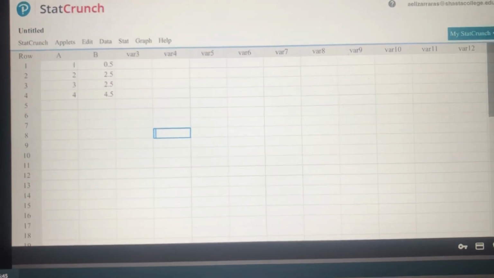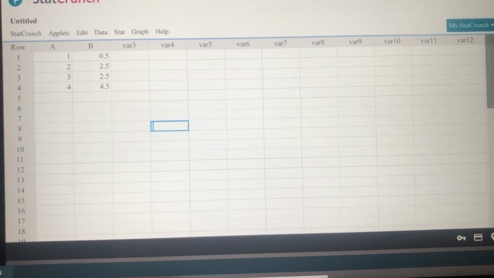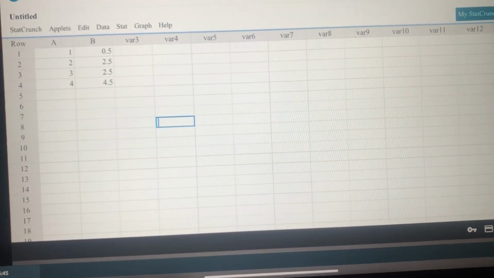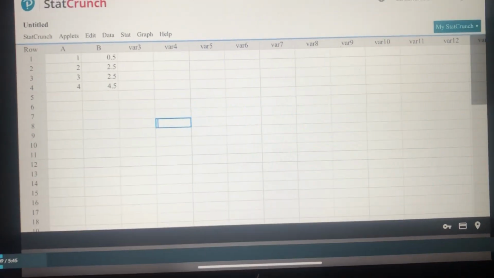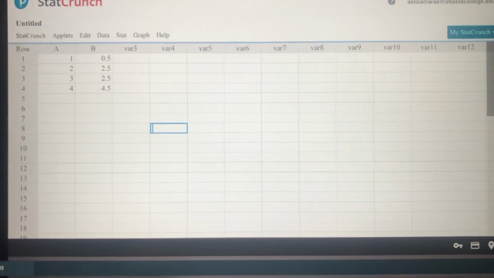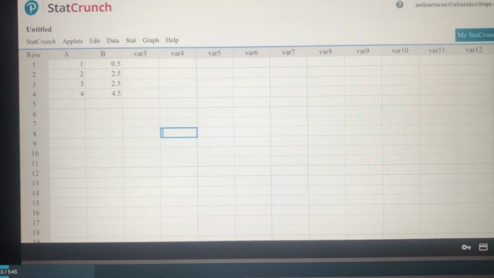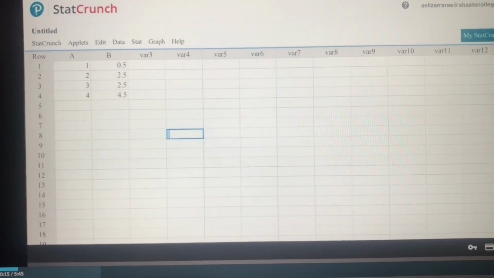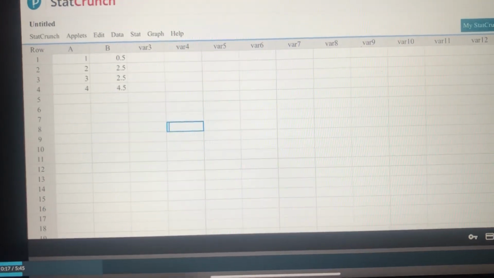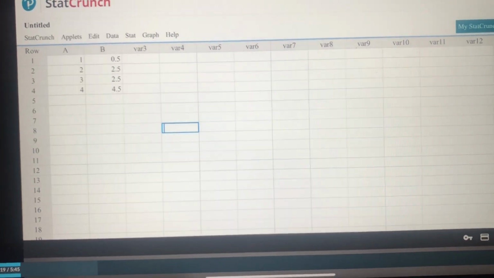I've been asked to enter the two data sets and label the columns. You can just touch right in the column and rename it. The first column, A, we have the values 1, 2, 3, and 4, and B, we have the values of 0.5, 2.5, 2.5, and 4.5.